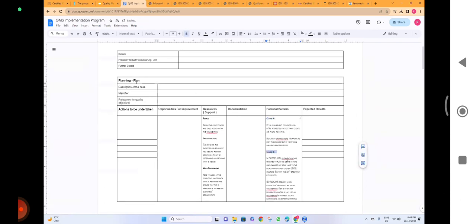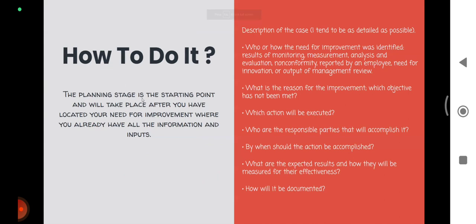All right, so as you can see right now, we are still under planning, and I'm showing you how to do it bit by bit like that. So right now, all our resources, we have them here, and then this is what it looks like for the potential barriers. What can prevent you from completing this action? So after that, what do we do? After this, we now have to go to how to do it, okay?